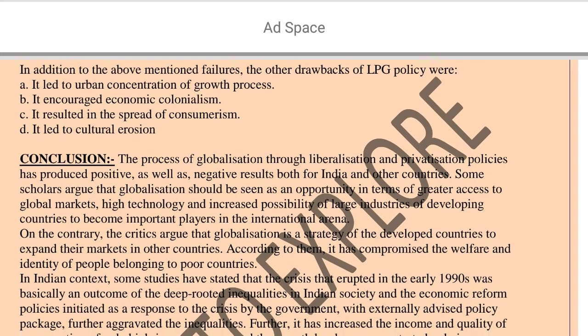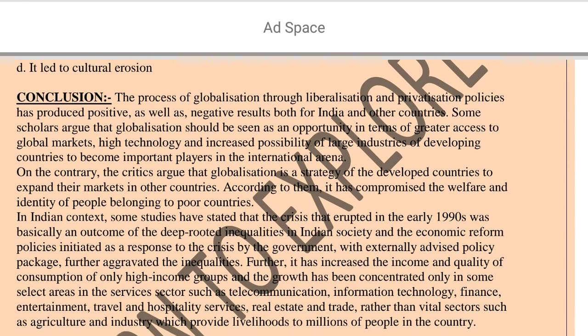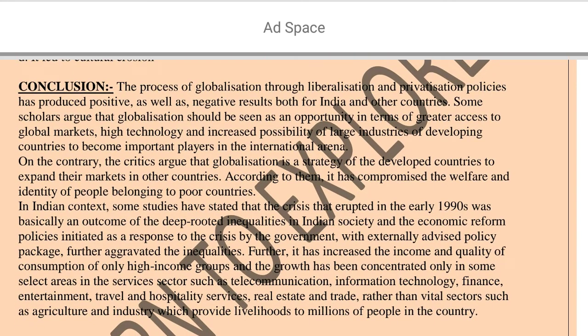Okay, now let's conclude. Let's come to the conclusion. In conclusion, we can say the process of globalization through liberalization and privatization policies has produced positive as well as negative results. We have discussed both, and some scholars argue that globalization should be seen as an opportunity in terms of greater access to global markets, high technology, and increased possibility of large industries of developing countries to become important players in the international arena. So this is one group of scholars' argument. They see globalization as a positive for a country like India.